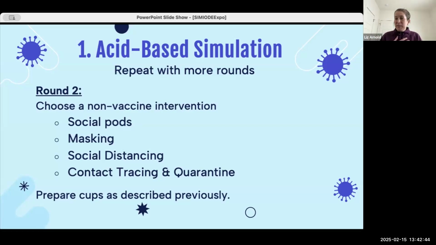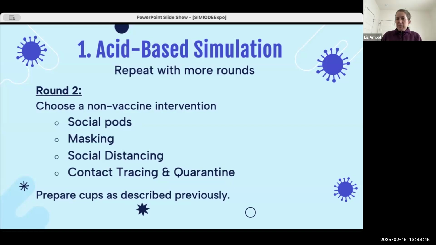My favorite has been students coming up with masking, and they said that we should get coffee filters and they should put the coffee filter over their cup. So when students transfer the solution, not as much gets into their cup. And then we've also done contact tracing and quarantine. So we've repeated the round like I described the first time. And then after a minute, we say, hey, so-and-so was infected. If you talked with so-and-so, you all need to go to this side of the room. And then everyone else continues to mingle as normal.